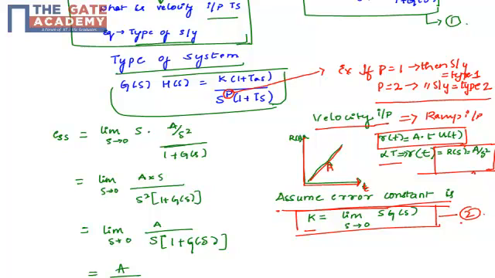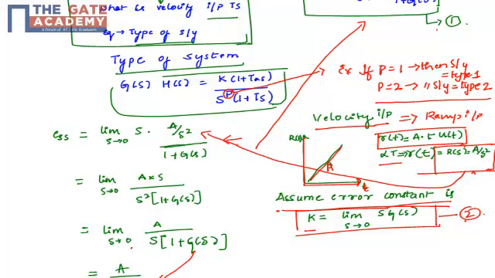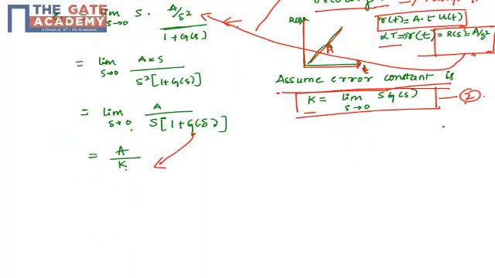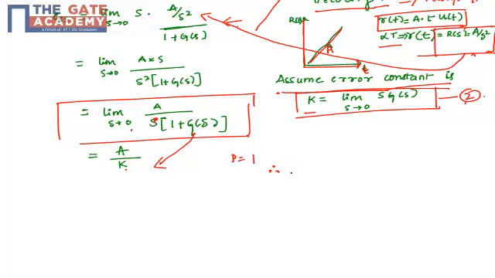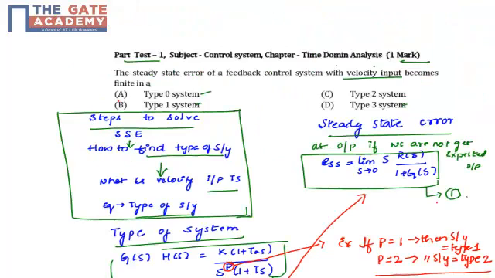Substituting the transfer function and error constant in the steady state error equation, we obtain this equation. We are substituting the transfer function of the ramp input in the steady state error equation. After simplifying, we obtain limit of s tends to 0 of A into s over 1 plus G(s), and the G(s) value is given by equation 2, that is K. From this equation we can find out that the pole is nothing but 1. Therefore the system is a type 1 system. So the answer is B, type 1 system.